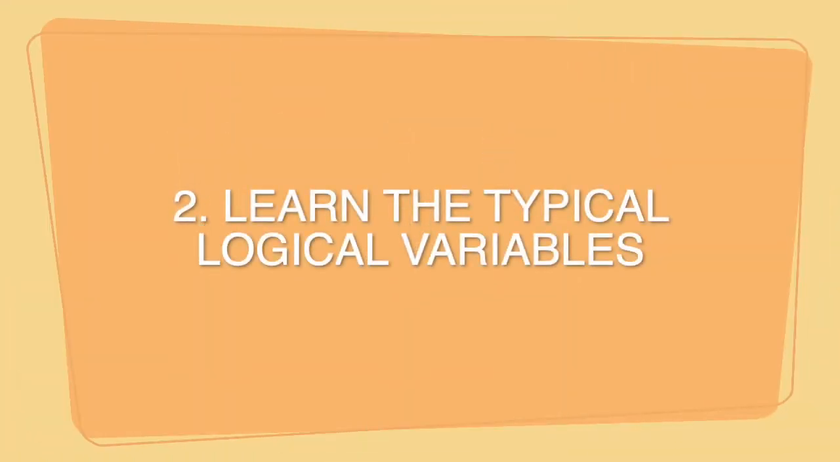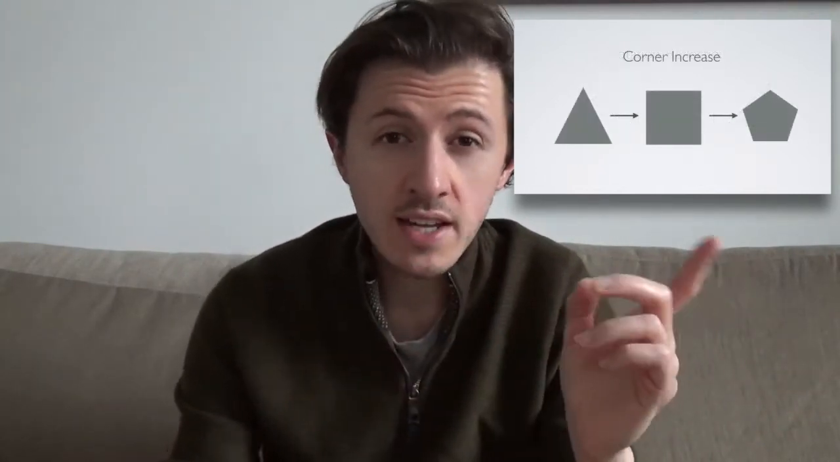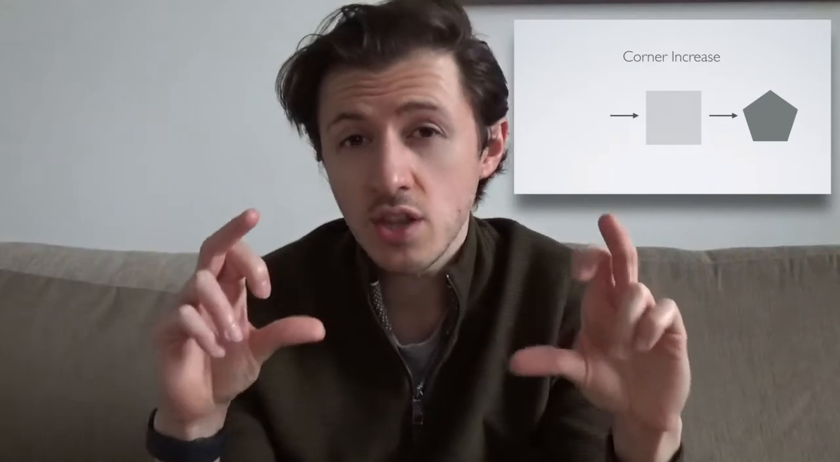2. Learn the typical logical variables. At the end of the day, there's only so many ways you can manipulate a 2D shape. These include rotation, reflection, changing of the line, changing of the shade, increasing the corner sides, negative space, and some others. The point is that if you get familiar with the common manipulations, you'll find you're a lot quicker with figuring out the patterns for logical reasoning questions.